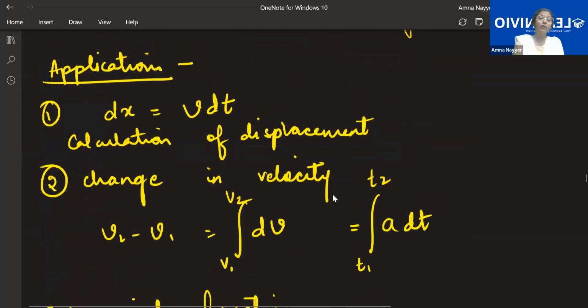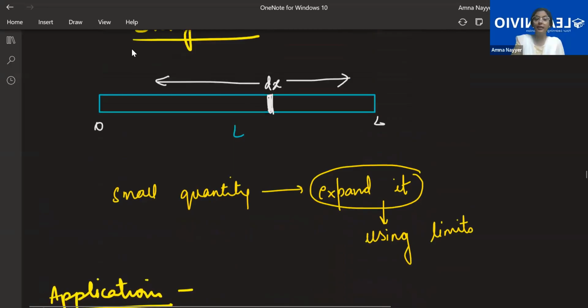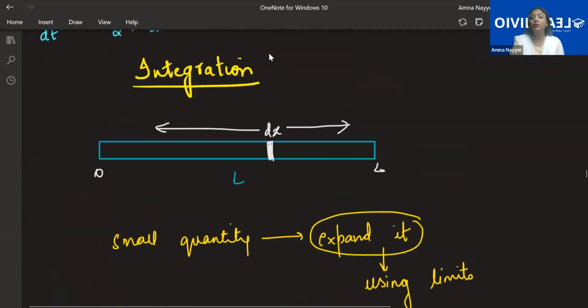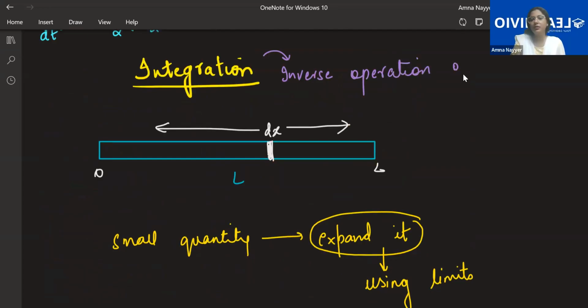See, one more thing you should remember regarding integration. Remember, integration is just the inverse operation of differentiation. This is the inverse operation of differentiation.